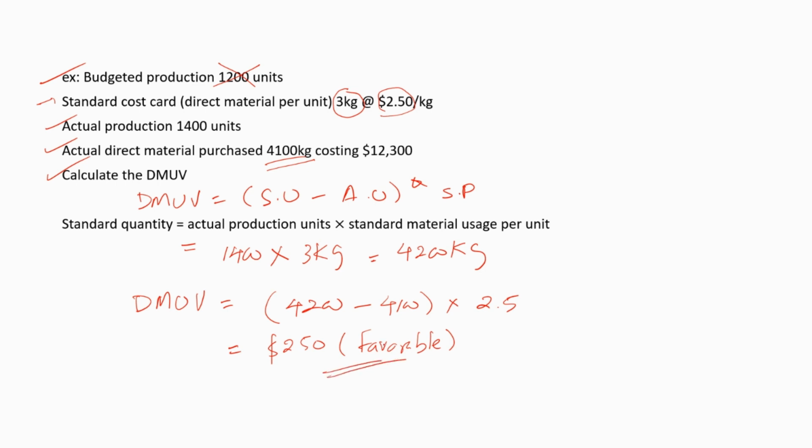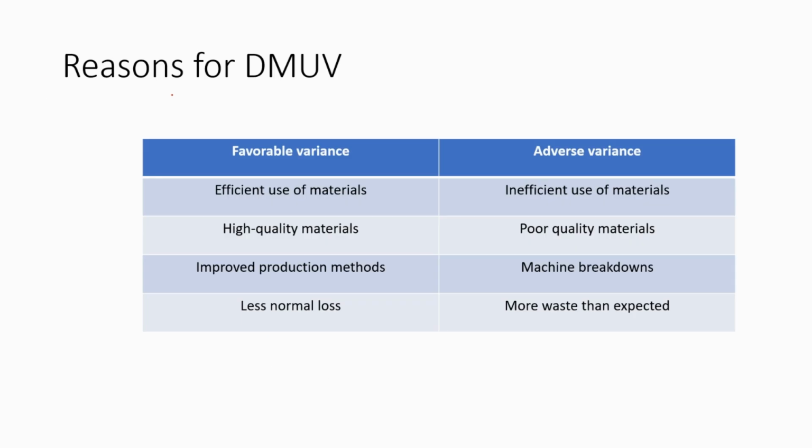This is because the actual usage of the materials is less than the budgeted amount, which means this is a cost saving for the company. So this is a positive impact to the company. So we consider this as a favorable variance. Now let's discuss the reasons for direct material usage variances. You need to calculate the variances as well as know the reasons for the variances.